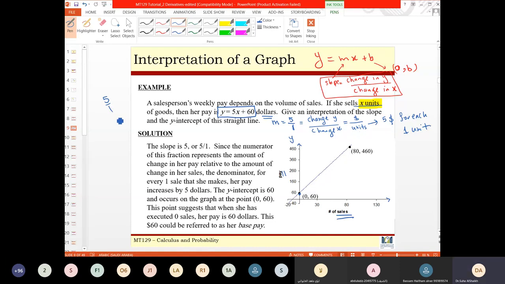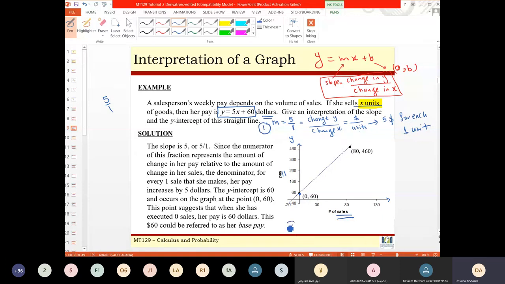Why do I make it like 5 over 1? I want a bottom, because the slope is change y over change x, and I need a bottom to compare with. The y is the dollars and the x is the units she's selling. So this means she's getting $5 for each one unit. Okay, so this is the first piece of information we get from the slope.